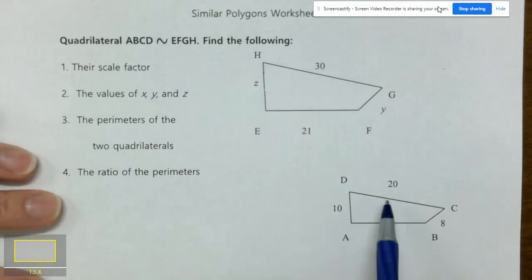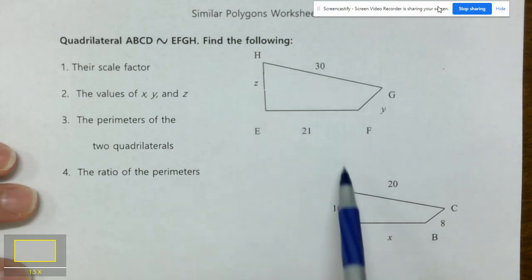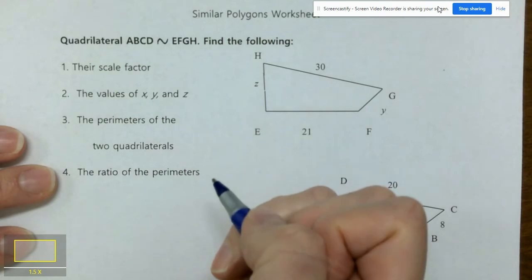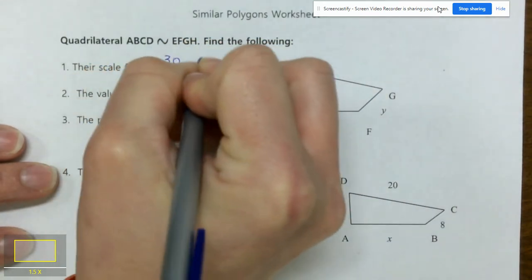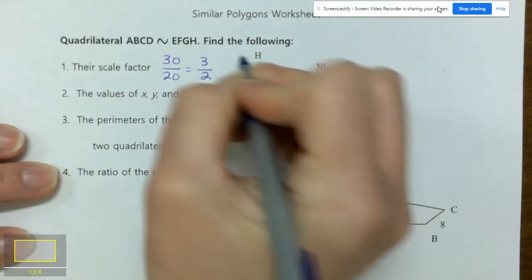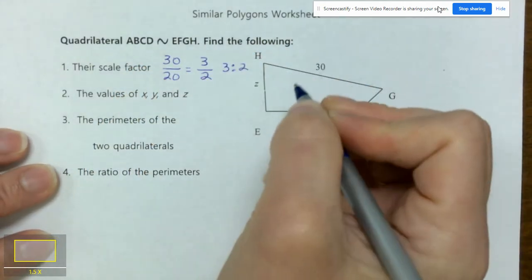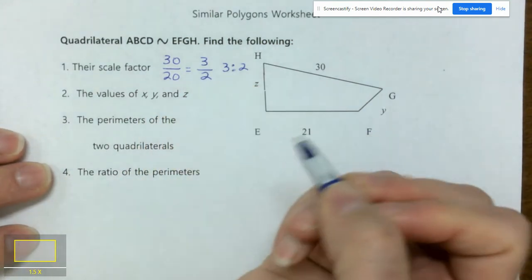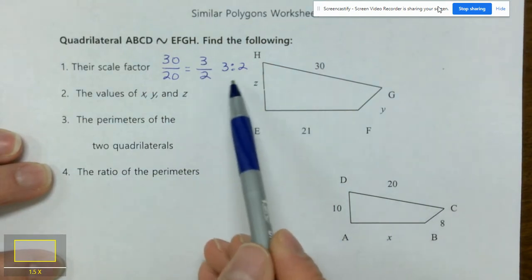So you could write this either as the smaller figure to the larger figure or the larger figure to the smaller figure. It doesn't matter because I didn't specifically tell you which way to do it here. So I'm just going to do 30 to 20, which would be 3 to 2. And in class, we also wrote this like this, 3 to 2. So your answer for number 1 is 3 to 2. You can either have it written like this or like this. If you did it 2 to 3, if you flipped that, that would be okay.